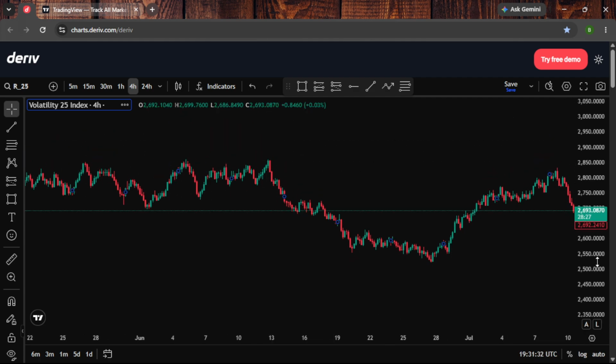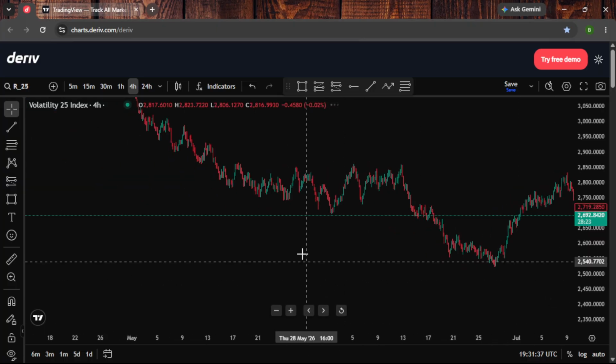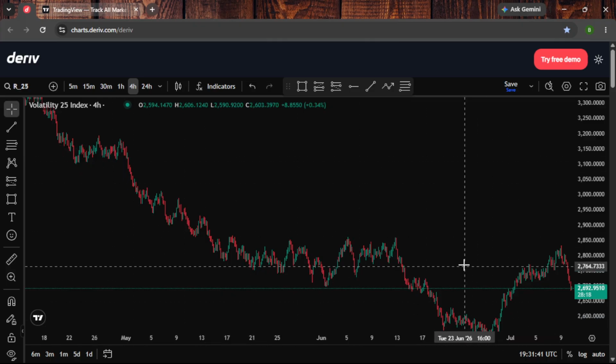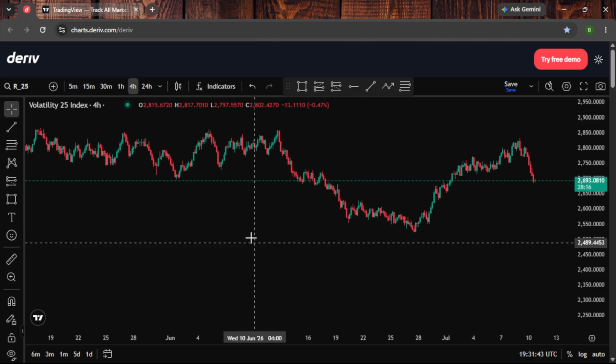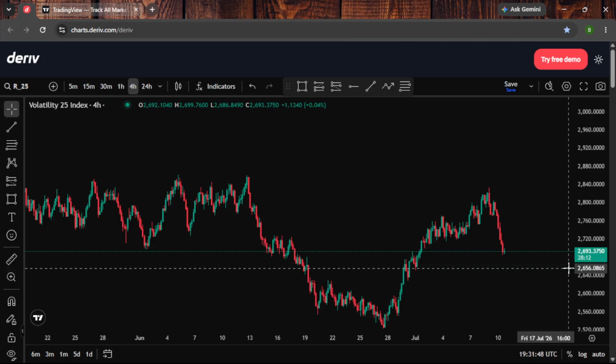So first and foremost is the direction of the trade. What is the bias of this market? What's the market doing? As you can see, market is in a bearish momentum. Market is selling. Market is bearish. So what do we do? This is how I analyze the market.